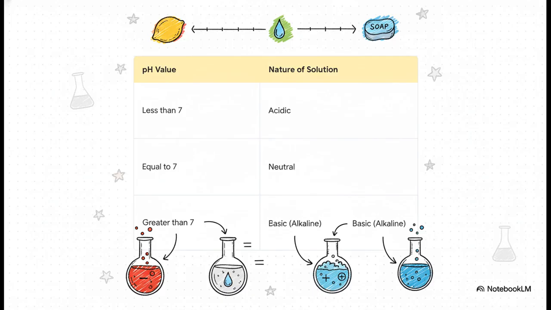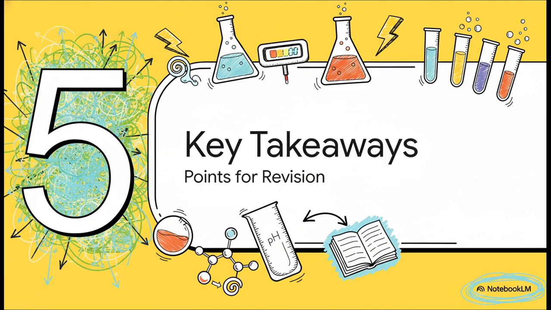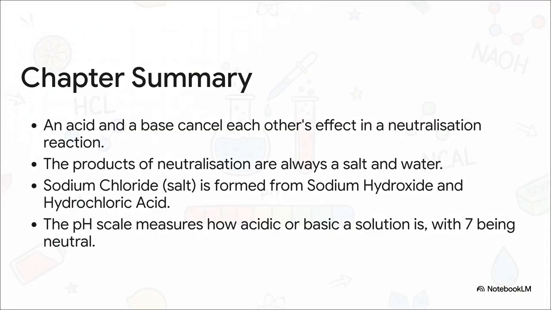A pH value less than 7 means the solution is acidic. A value equal to 7 is neutral, and a value greater than 7 means the solution is basic or alkaline. Please remember this. Now, let us summarize the most important points from today's lesson. This will help you a lot with your revision for your exams. Make sure you have noted these 4 key points, as they form the foundation of this chapter.